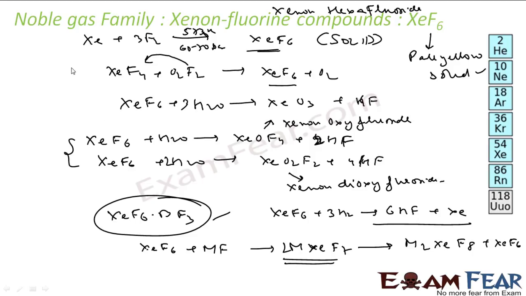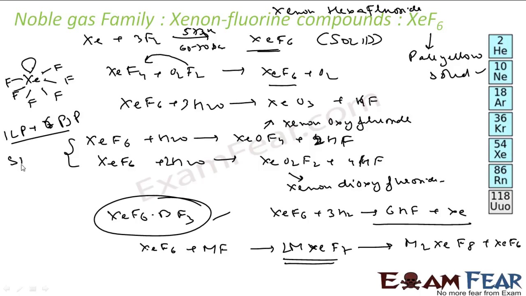Talk about the structure of this. Let's see. XeF6, I have a xenon with 8 electrons, right? So I have to add 6. So 1, 2, 3, 4, 5, 6, I'll add fluorine. So I'm left with only one lone pair. So I have one lone pair plus 6 bond pair actually. This is sp3d3 hybridization, right? 1 plus 3 plus 3. Yeah, sp3d3 hybridization, and the shape will be distorted octahedral.